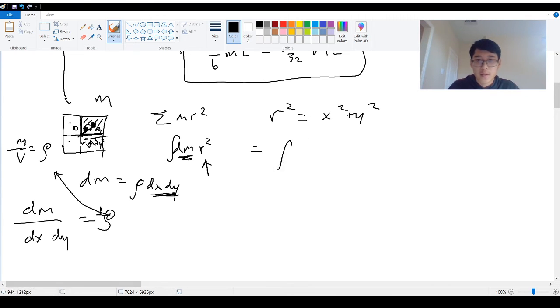So then I'm plugging in r squared to here, and then I'm plugging in dm to here. So that will give us rho, and actually I'll just take the rho out of the equation because it's a constant, times x squared plus y squared, okay? And then dx dy, and since we have two variables that we're integrating, yes, we're going to take a double integral of this function. And this is actually a lot easier than it might look, because this is a relatively simple function on the inside.